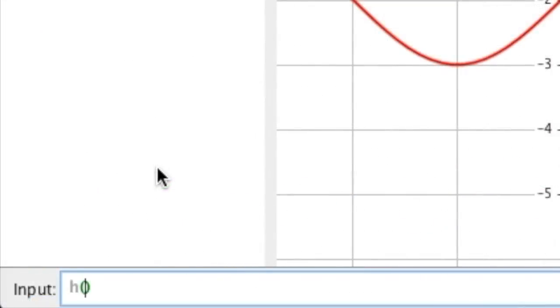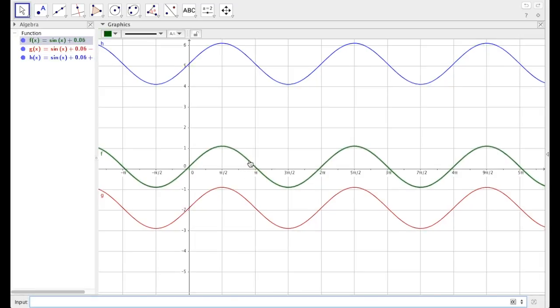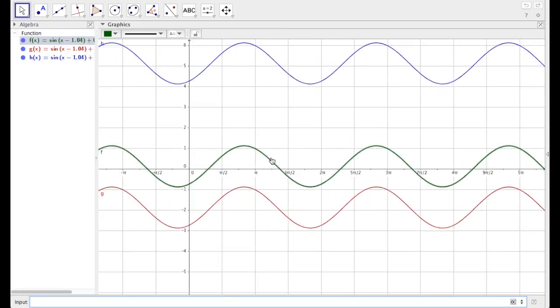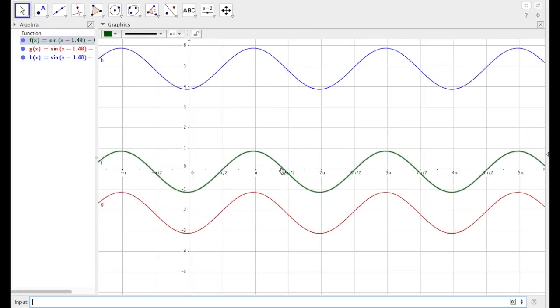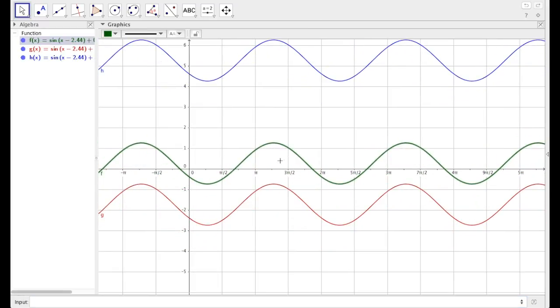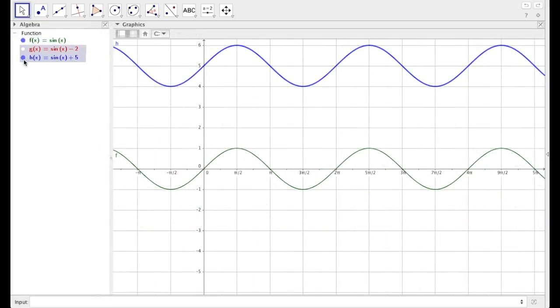So what do you think would happen if we create the function h of x is f of x plus 5? Yeah, it's just going to move the function up 5. These are our vertical translations. What's also interesting is you can click on the original green function and just drag it around, and you see that the red function is always going to be 2 units below, and the blue function is always going to be 2 units above. I'm just going to hit undo to move that back. I can hide these functions by clicking on the blue dots.